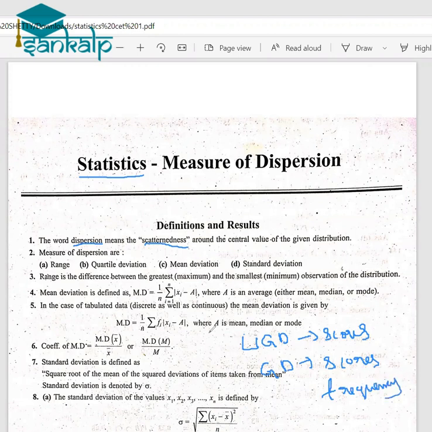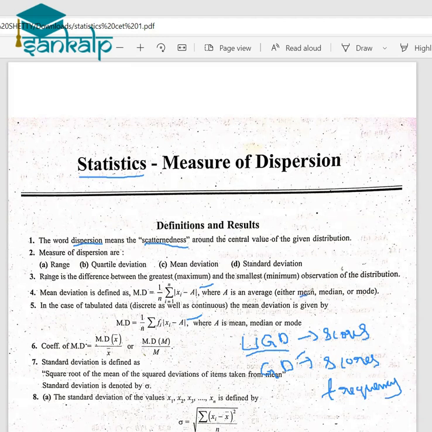The first formula we are considering for mean deviation, 1 upon n summation of mod of xi minus a, is the formula in case of ungrouped data. Similarly, when you multiply the same formula, the mod of xi minus a, by fi and divide by n, we get the formula in terms of grouped data. Now here a stands for mean, median, or mode.